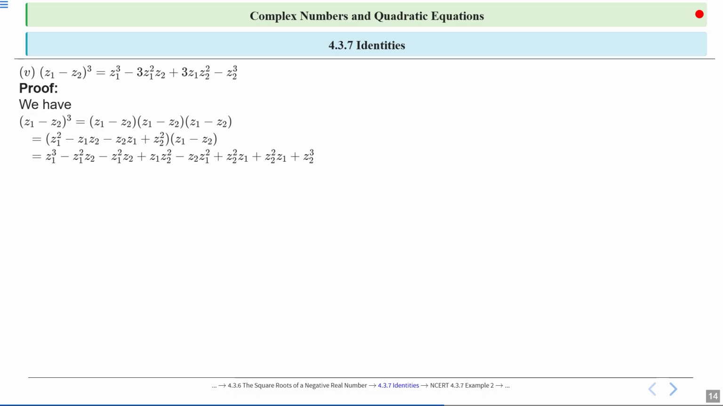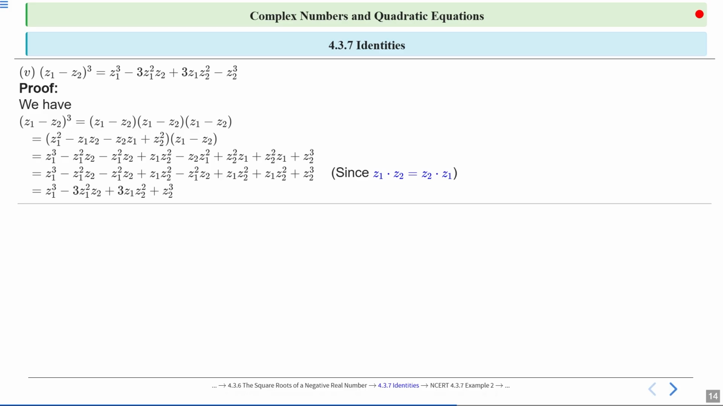Now let's distribute (z1 - z2) across each term in the previous result, and we get z1³ - z1²·z2 - z1²·z2 + z1·z2² - z2·z1² + z2²·z1 + z2²·z1 - z2³. Since z1·z2 equals z2·z1, this is equal to z1³ - z1²·z2 - z1²·z2 + z1·z2² - z1²·z2 + z1·z2² + z1·z2² - z2³.